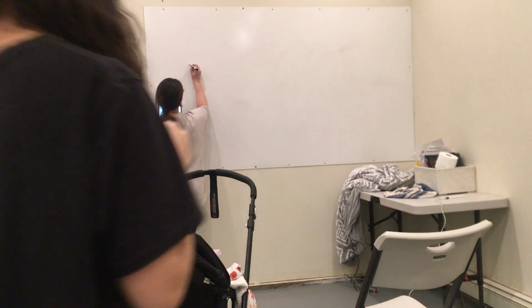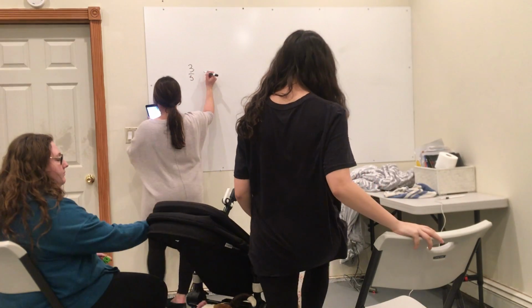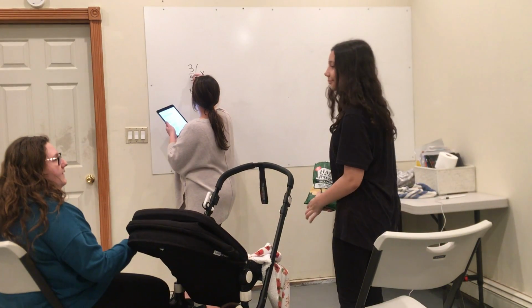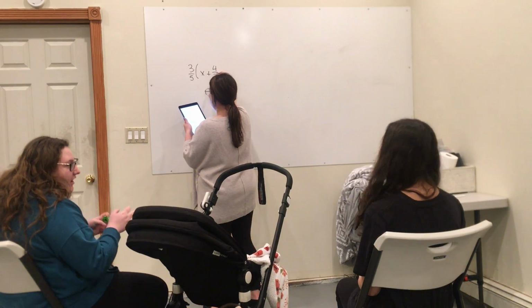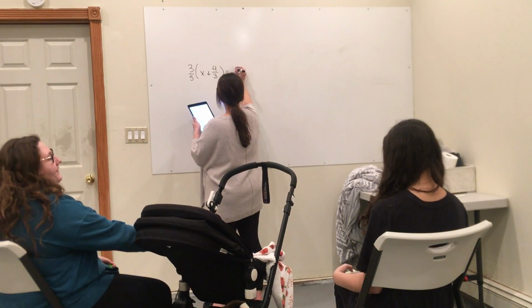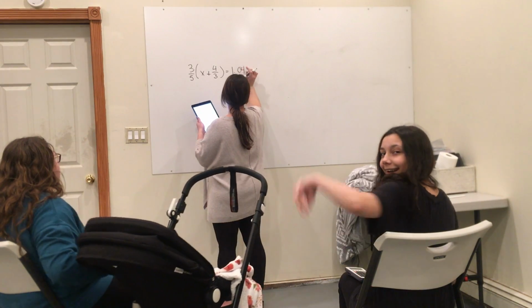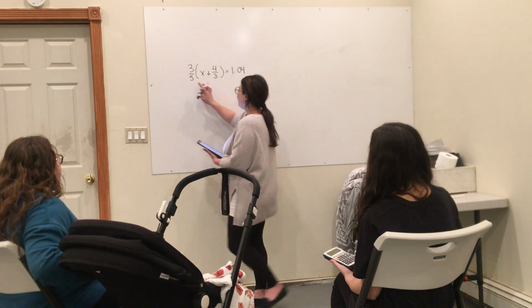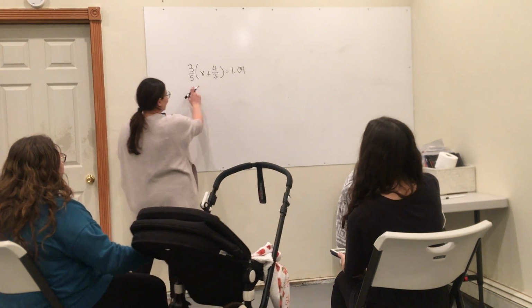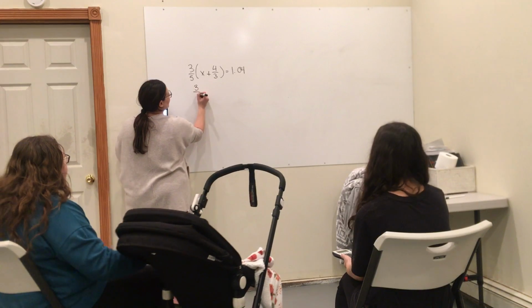Here's a perfect problem that they give you. 3 over 5 x plus 4 over 3 equals 1.04. We're going to need to use the calculator for this. Okay, ready? Group the x. Distribute.